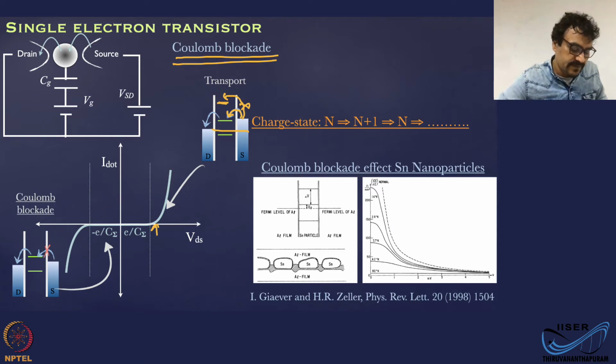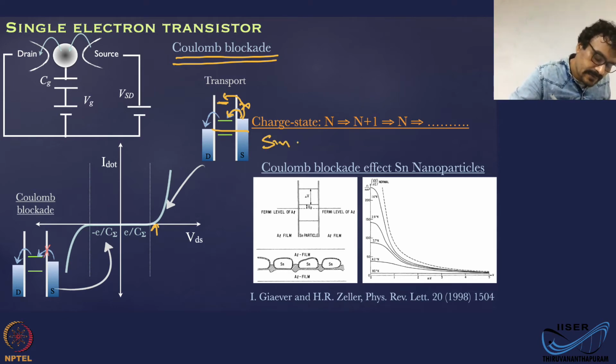So it's a sequential process. You have n electrons, then when you put this electron here, n plus 1, when that electron tunnels out, then n again, then the next electron can tunnel in. And that process will go on. So this process is called single electron tunneling.